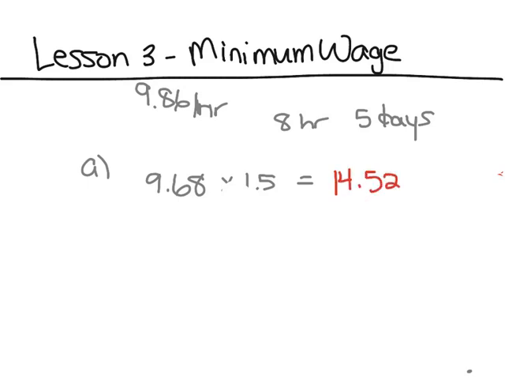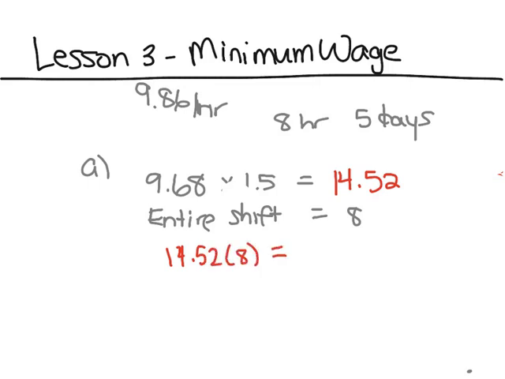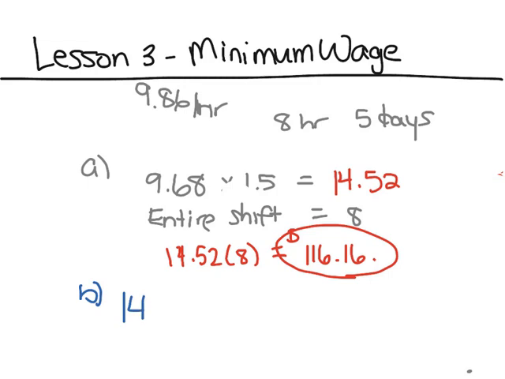So that's how much she's paid, and her overtime hours would be her entire shift, which is 8 hours. So we'll take 14.52 and times it by 8, and you get 116.16. So this is how much she gets paid for her entire shift. And her hourly rate is $14.52.